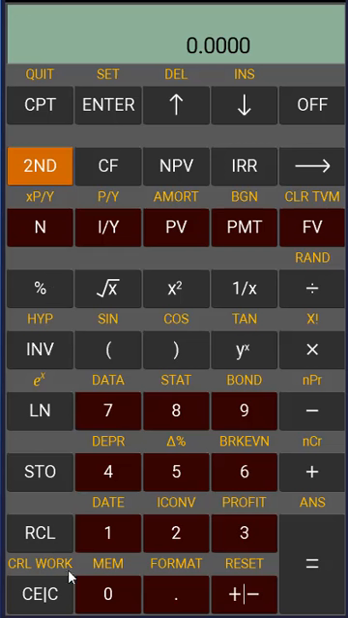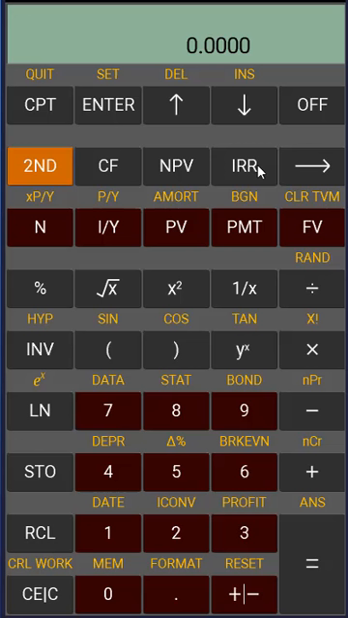Similarly, if we want to clear the worksheet for cash flows, we do second and then CLR WORK. It clears the cash flow memory in the calculator.